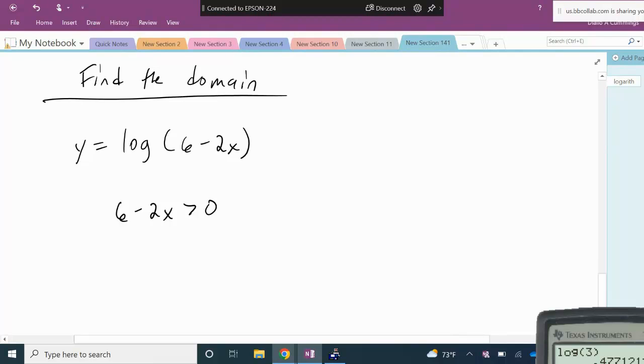The reason why we set this to greater than 0 is that from our setup, notice that your base has to either be greater than 1 or it has to be in between 0 and 1, depending upon what kind of log we have. So therefore, for our domain, we simply take the argument, set that greater than 0, and we solve. So I'm going to subtract 6 from both sides.